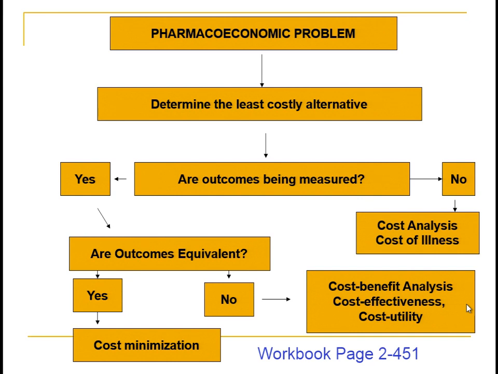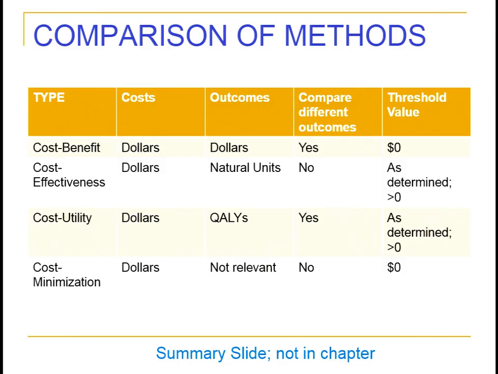And there are three full analyses: cost-benefit analysis, cost-effectiveness, and cost-utility. And this is a comparison of the four methods that we're talking about. You have great detail on each of these in your workbook, and you can walk through them. But basically, the costs and the outcomes and whether you can compare different outcomes determines which analysis you would want to use.